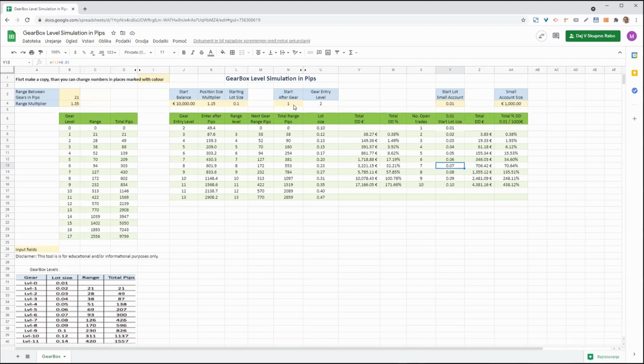Okay, I love it. Just to talk a little more about how you can use this: as you see the start lot small account, anything under $10,000, you're going to use the section to the right to get accurate readings. Anything over $10,000, you're going to use the section to the left where it says start balance 10,000 euro. So basically anything under 10 grand, use this smaller side right here, and anything over 10 grand, use the other side to the left.